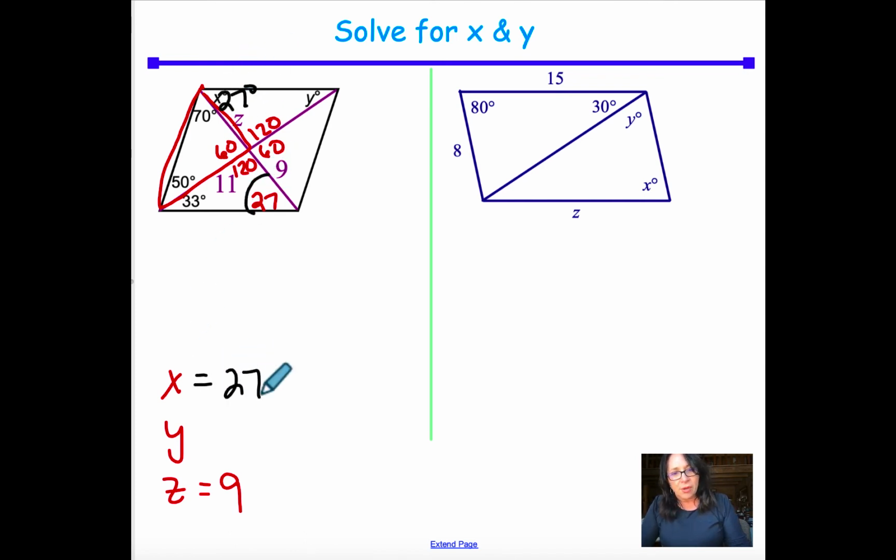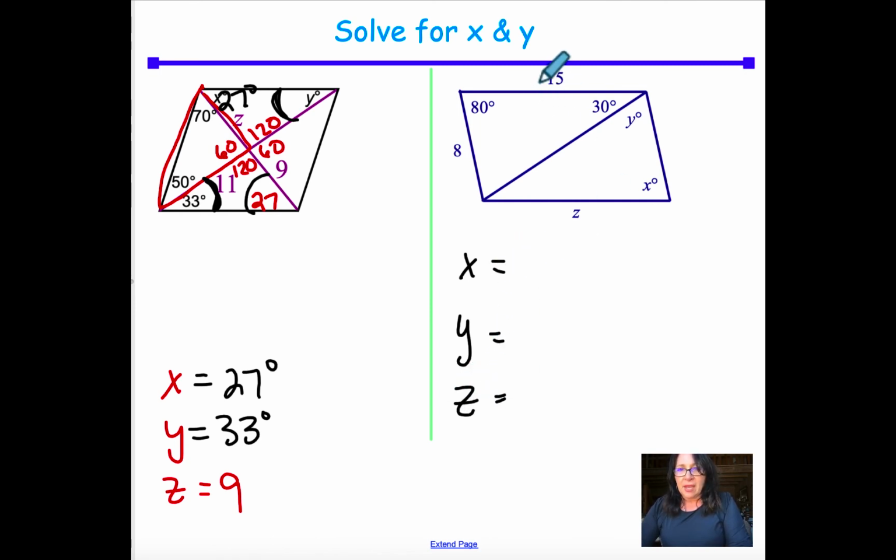So x equals 27 degrees. I know that 33 is going to equal y, so y is equal to 33 degrees because those are alternate interior angles. For this problem here, we have x, y, and z. For z, I'm just going to solve that one pretty quick because if it is a parallelogram, we know that opposite sides of a parallelogram are congruent, so that means z has to have a length of 15.